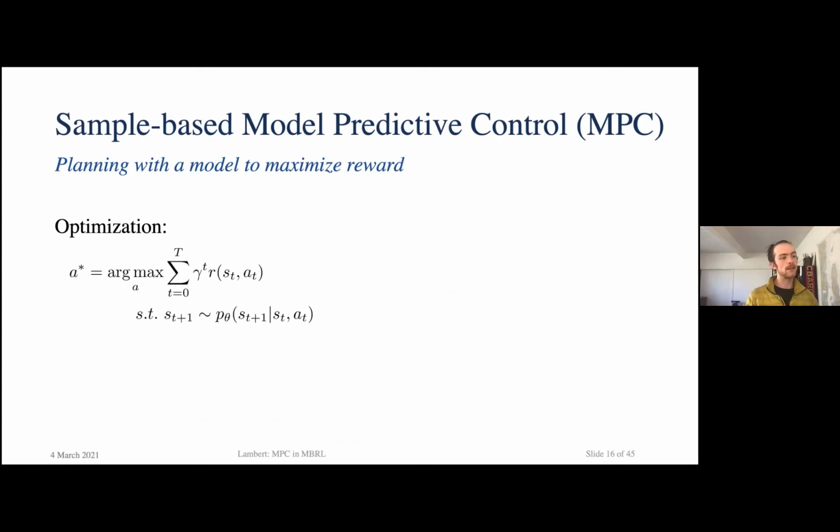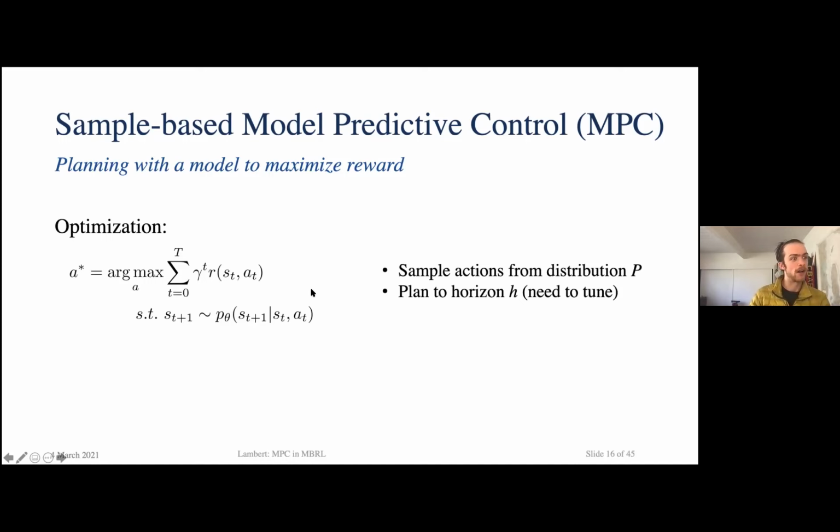There's plenty of work that does this with true analytical models and with learned models. So you predict these trajectories into the future, and then you choose the action that gives you the best predicted reward. What this looks like in a sample-based system, which is what most of model-based RL uses, is you sample actions from some distribution. You plan to a certain horizon H, often between 20 and 30 steps into the future, which can be much shorter than the task at hand.